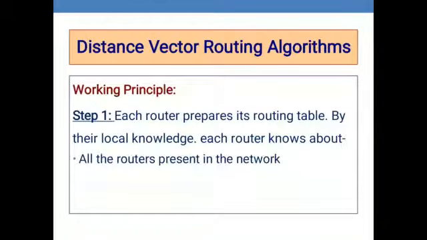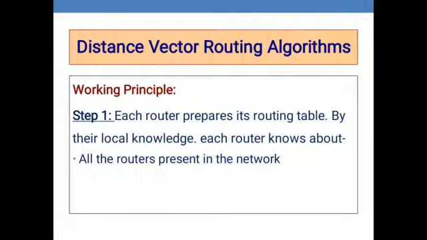So what is the working principle of the distance vector routing algorithm? Step 1: each router prepares its routing table from its local knowledge. Each router knows about all the routers present in the network. Initially they set the values in the routing table, and they have knowledge about all the weights of the nodes in the network.